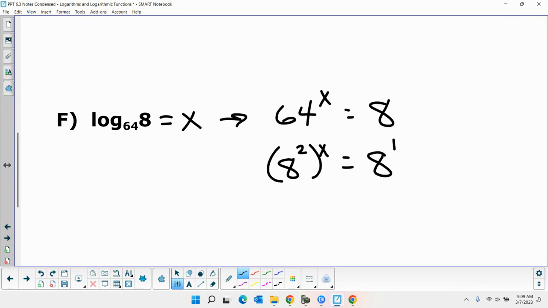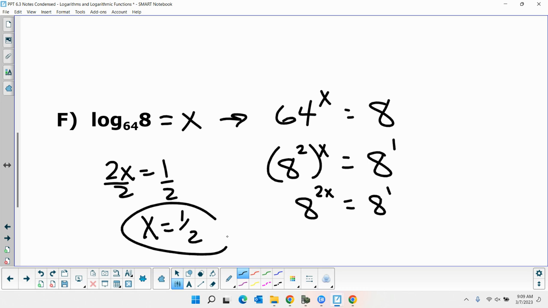Remember, that's a 1. Well, what do I have to do with my exponents when there's one inside, outside? You multiply them, right? So now, since I've got this, I can say 2x equals 1, and then divide by 2. So what's my answer? 1/2. Okay? So far, so good? Making sense?